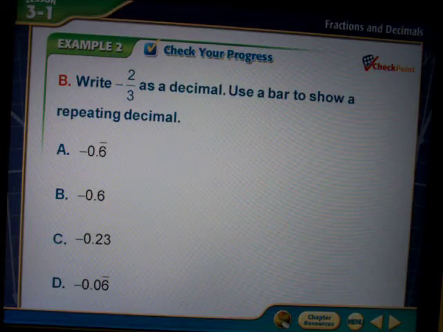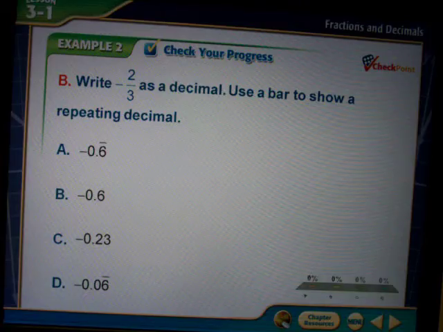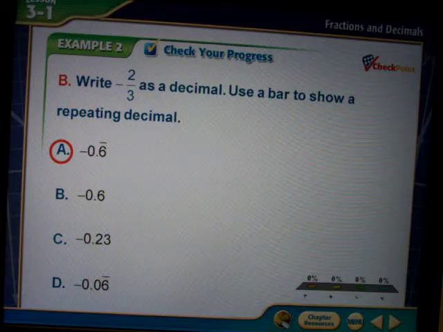So write -2/3 as a decimal. Use bar notation to show a repeating decimal. Is it A, B, C, or D? And your answer is A. 2/3 is always going to be 6/10 repeating.